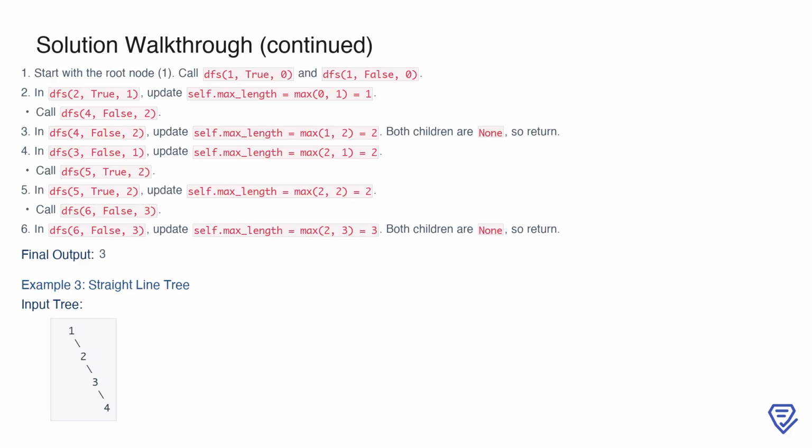Next, we explore the right subtree of the root. At node 3, we update the maximum length to 2, matching the longest path found so far. Moving left to node 5, the path extends, but the maximum length remains 2. From node 5, we go further left to node 6, increasing the path length to 3. Node 6 has no children, so the recursion concludes. With all paths explored, the longest zigzag path in this tree is determined to be 3.